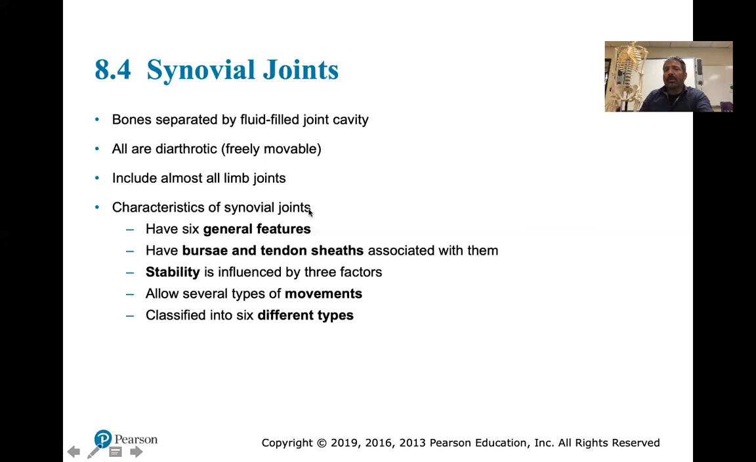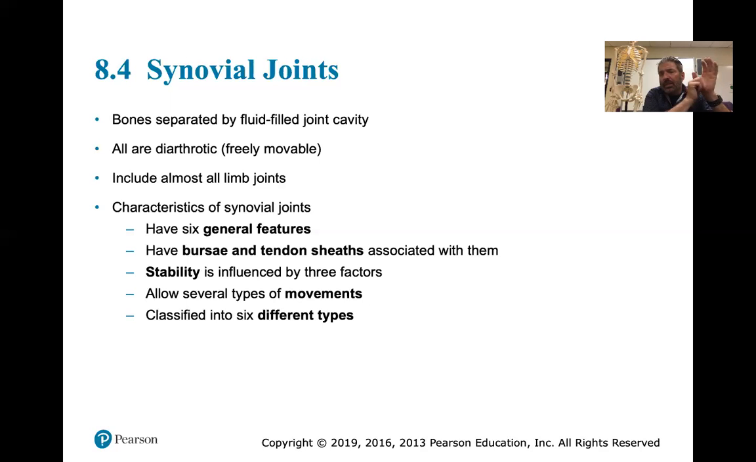Characteristics of synovial joints. So there's 6 general features, all right? They have a bursa and tendon sheaths associated with them. So bursae, I said, are those little fluid-filled sacs for, like if you have a tendon or something riding over it, you want something that's movable to dissipate that heat and get rid of that friction.